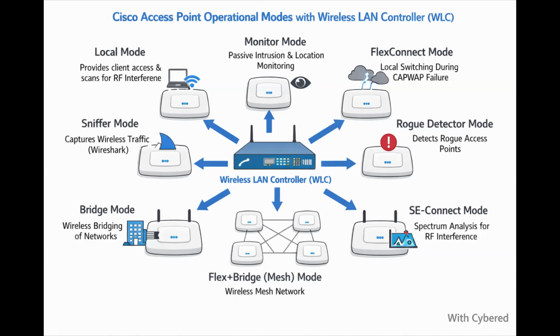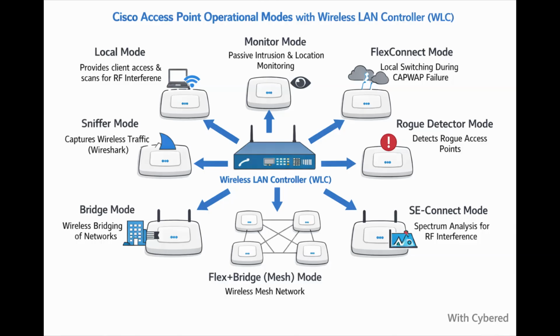Cisco's APs can operate in autonomous or lightweight mode. When managed by a WLC, lightweight APs support multiple operational modes. So you've got local, the default mode; monitor, passive monitoring for intrusion detection systems and location services; FlexConnect, which allows local traffic switching if the CAPWAP tunnel fails; and Sniffer, which captures traffic for analysis using tools like Wireshark.